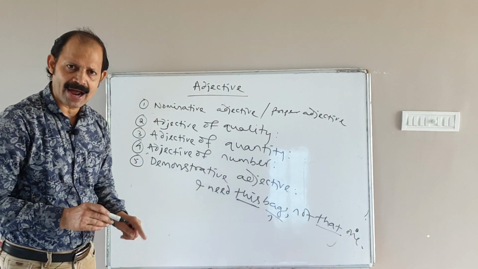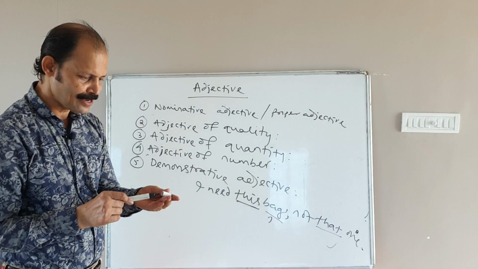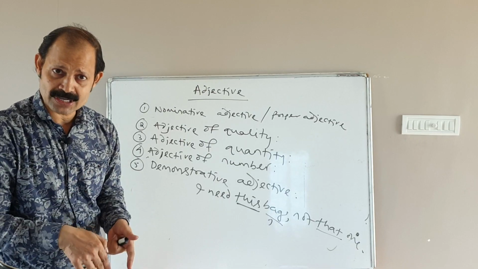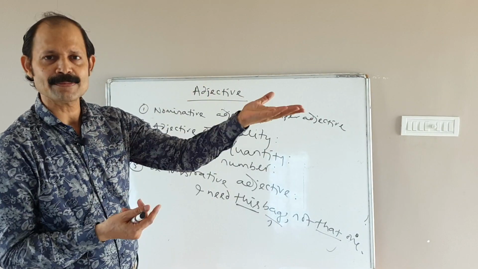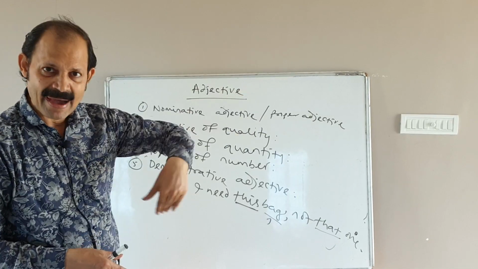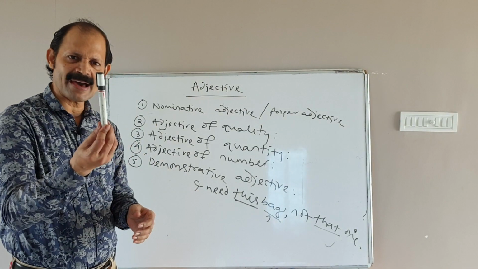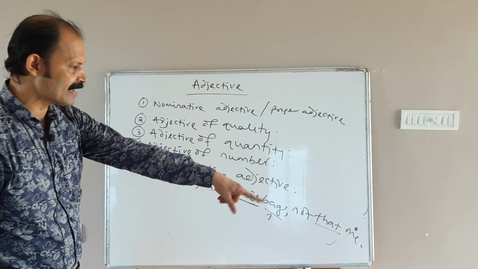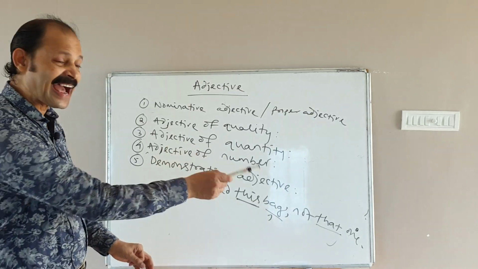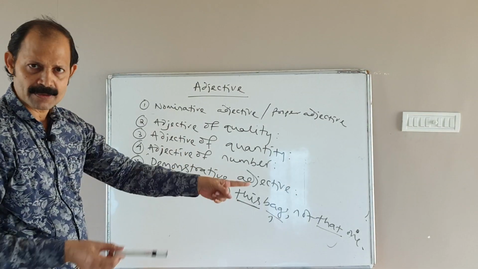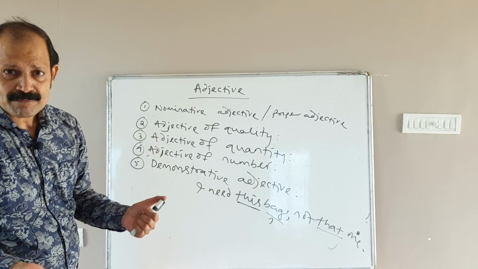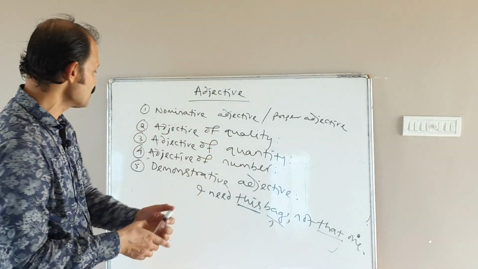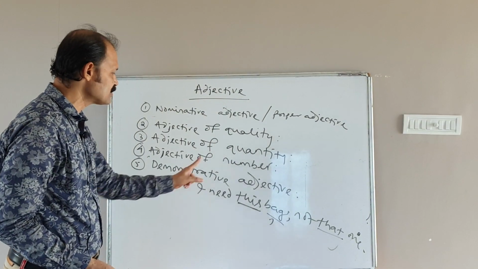Suppose this boy is smart but that boy is not smart. Then which boy is closer to you? This boy. You say this boy is closer to you, but not that boy. That boy means definitely it is further from you. So if I say this is the marker, and if I threw the marker away, I will say that marker. So this marker or that marker, because they help us to know whether that thing is closer to me or further from us, that's why such adjectives are called demonstrative adjectives.